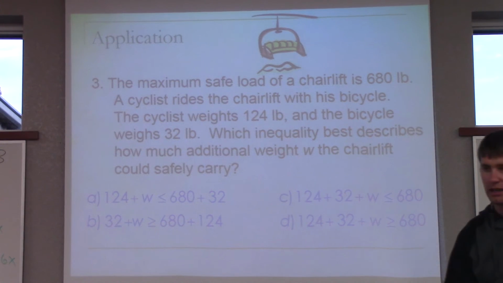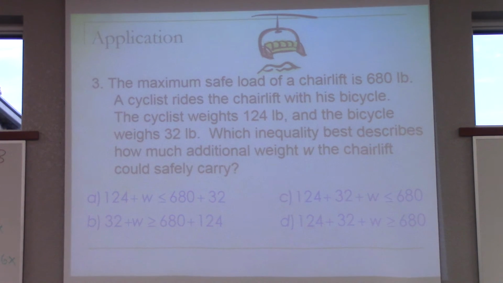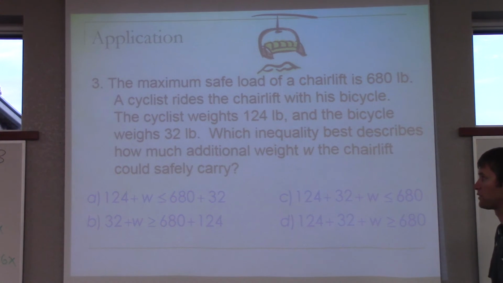Last one is a story problem. The maximum safe load, so the most it could lift, is 680 pounds. A cyclist rides a chairlift with his bicycle. The cyclist weighs 124 pounds and the bicycle weighs 32 pounds. Which inequality best describes how much additional weight, W, the chairlift could safely carry?